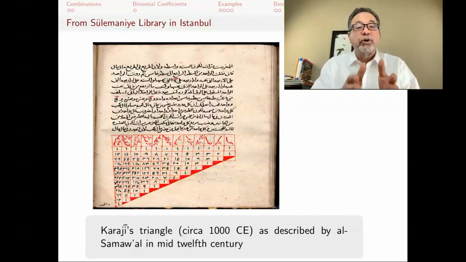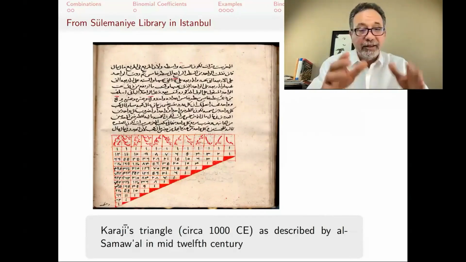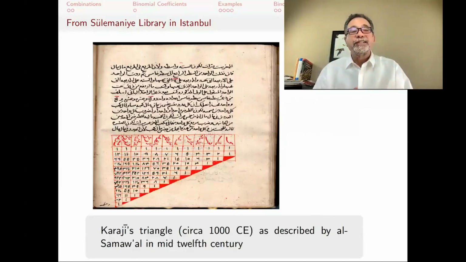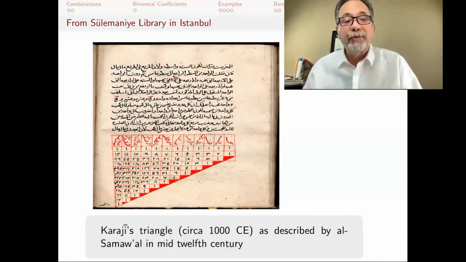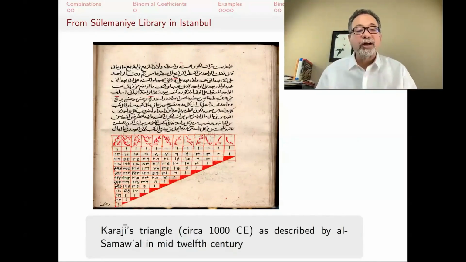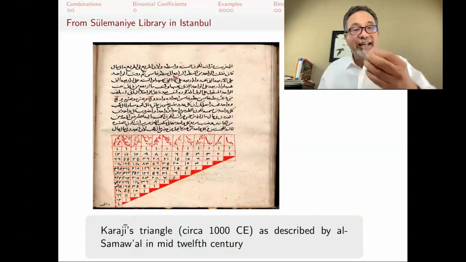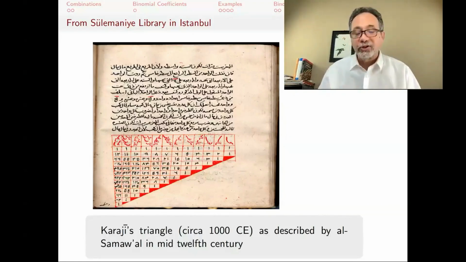Now, the copy is from the early 14th century. This actually was written in the 14th century, some 300 years before Pascal, and has that very nice triangle of binomial coefficients. Samawal, who wrote the book in the 12th century, does ascribe it to Karaji and explains that Karaji says that this is how you do this, and the construction is very nice.